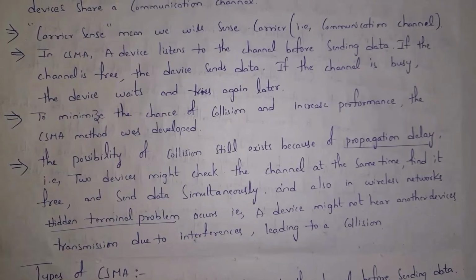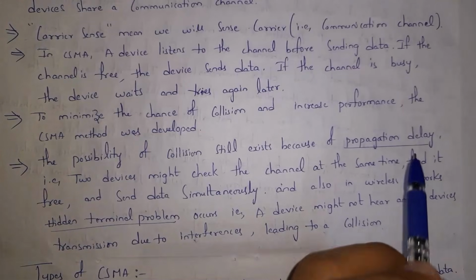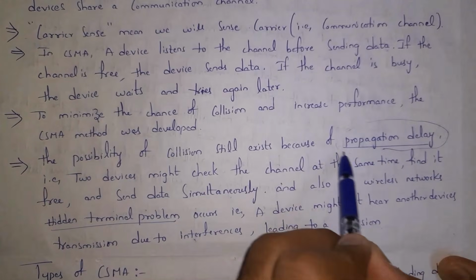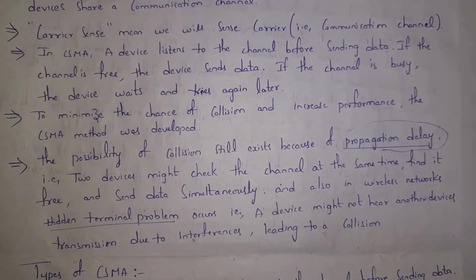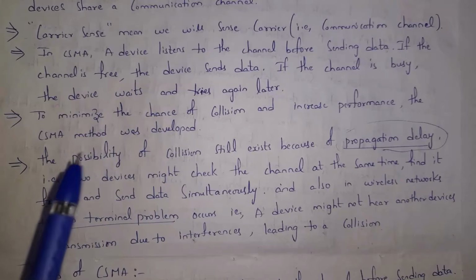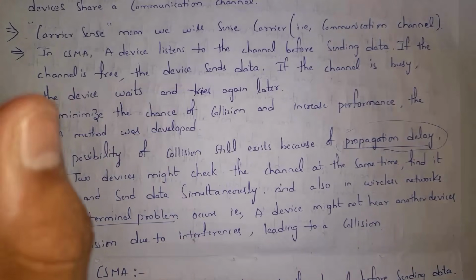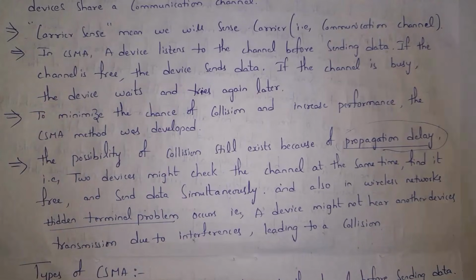In the CSMA protocol, collisions will still occur because of propagation delay. I will explain what propagation delay is. For example, two devices want to send data at the same time. So two devices will check the channel at the same time. As two devices are checking the channel at the same time, they will identify that the channel is free. As the channel is free, two devices will send data at the same time. So a collision will occur. This is the meaning of propagation delay.